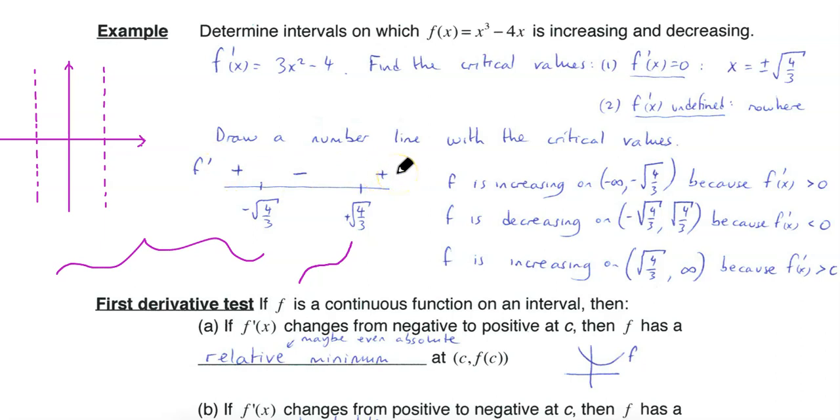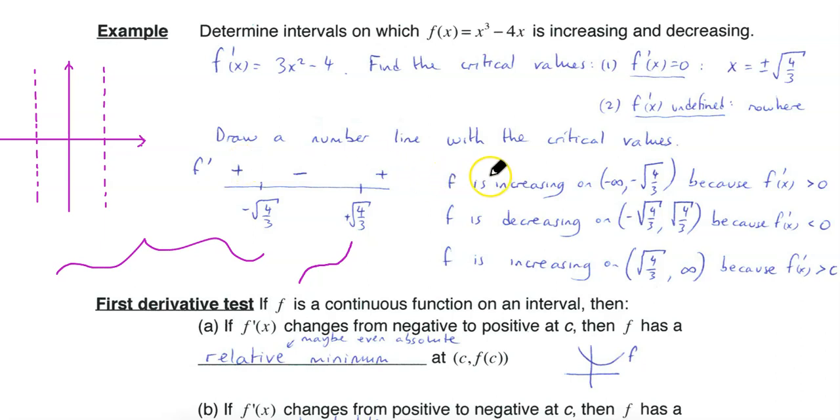A number line in AP Calc AB never counts for any points. It's a tool that we use, but it doesn't count as an answer. So we always need to spell out the answer, which is represented here, and we're going to go in order. Because f prime is positive, it means f is increasing.